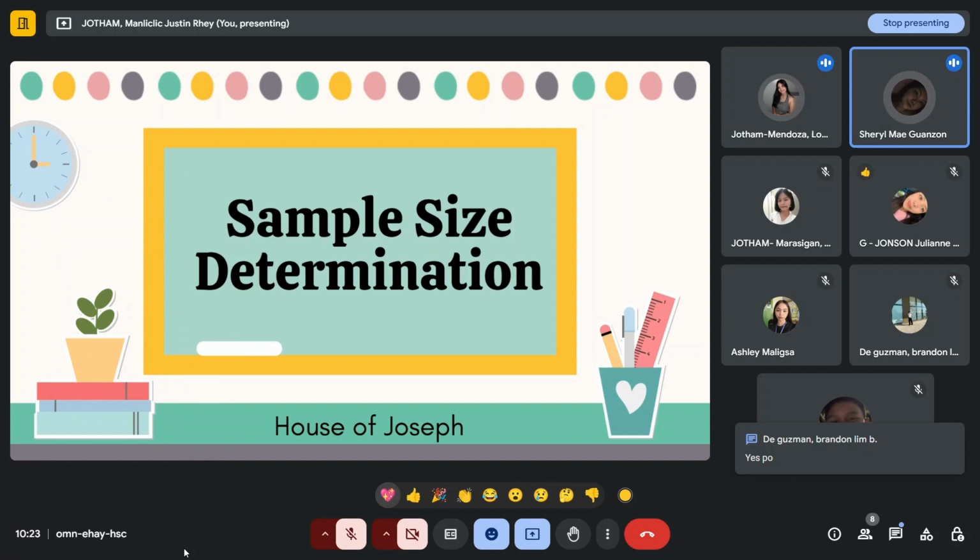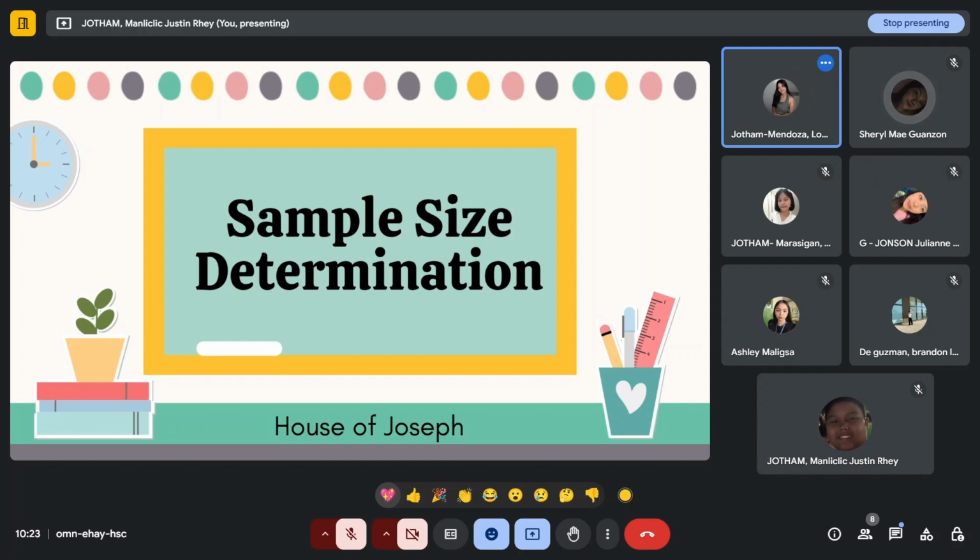Okay, so today we will discuss an essential topic in research that you can use for your grade 12, which is the sample size determination. By the end of this session, you should be able to understand how to determine the right sample size for your studies. So first, let's define sample size.